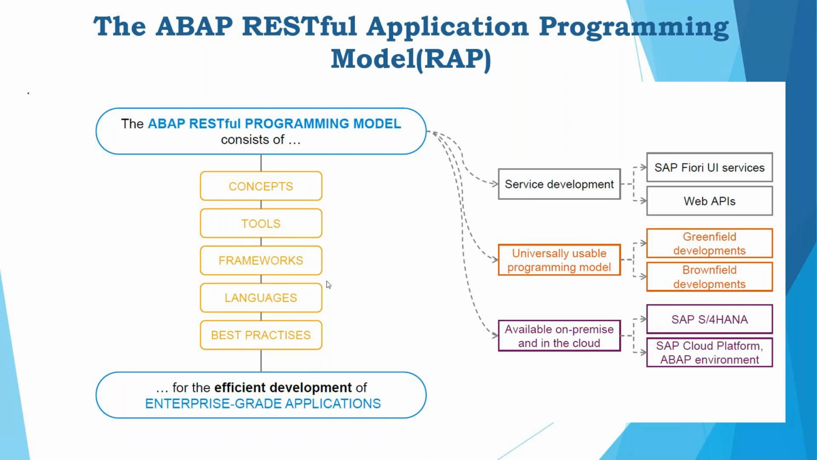RAP is not a new technology that they brought from heaven. It is ABAP only, but they brought the best frameworks, best concepts, best tools, best languages, where you can develop Fiori apps and APIs. RAP is available in greenfield developments and brownfield developments. RAP is available on premises as well as in BTP. Understood what RAP is? Is it clear? Any questions?